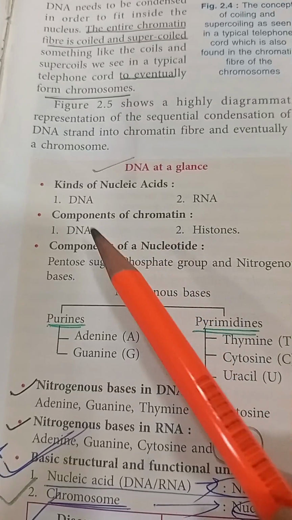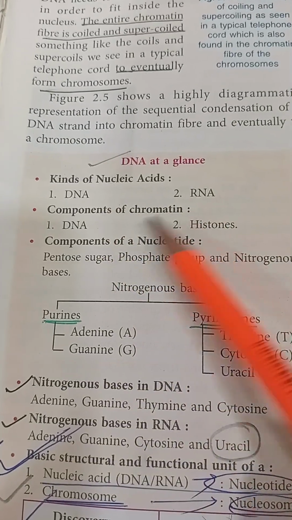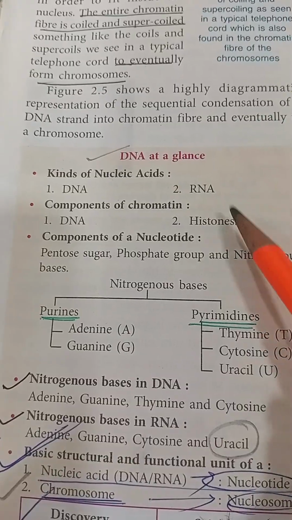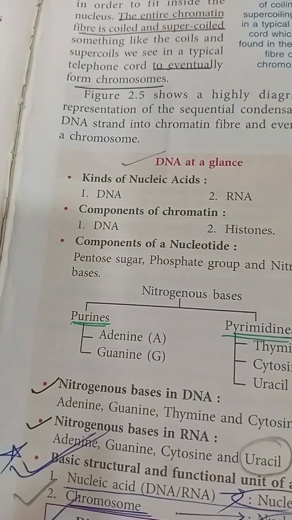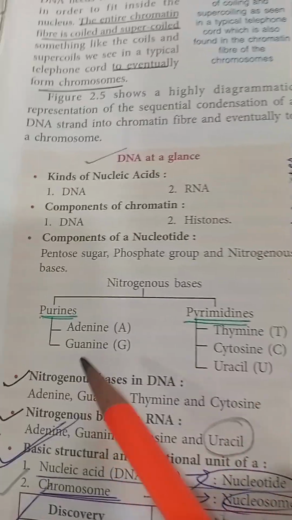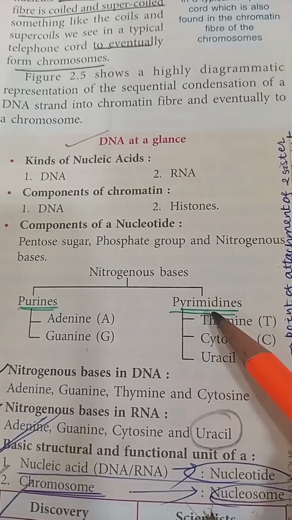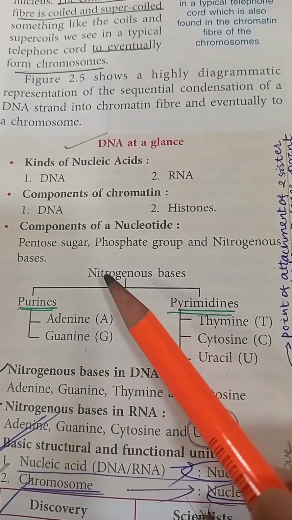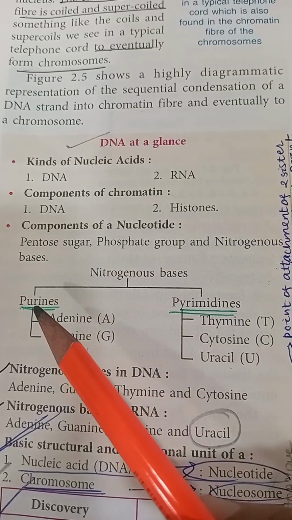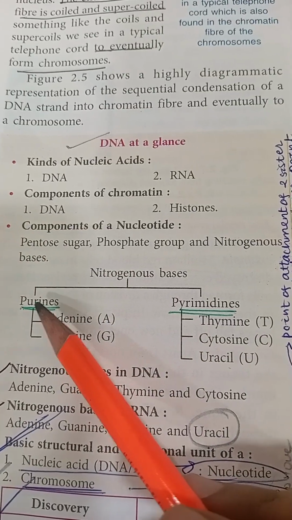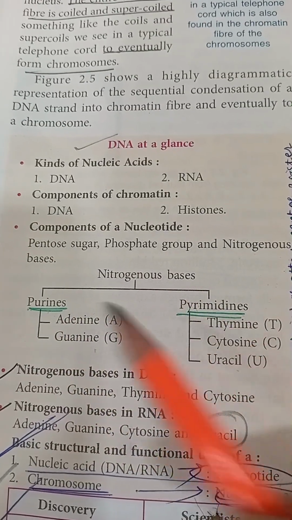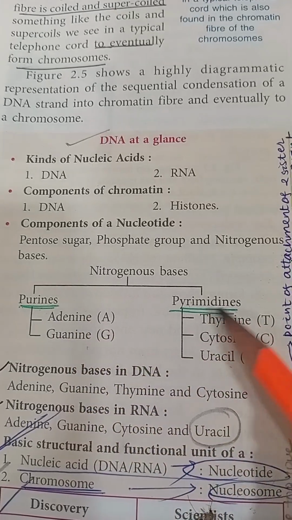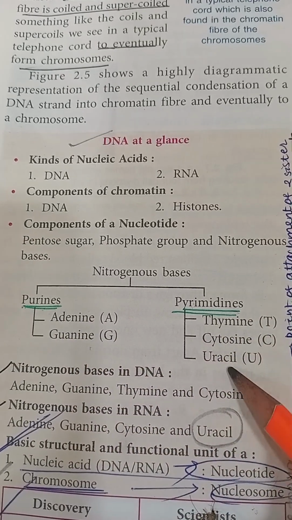Now the basic points are: there are two types of nucleic acid, DNA and RNA. The components of chromatin are DNA and histone. The component of a nucleotide is a nitrogenous base, of 2 types: purines, adenine and guanine, and pyrimidines, thymine, cytosine, uracil. Here say the nitrogenous bases are basically of 2 types, double ring purine and single ring pyrimidine. Purine examples are adenine and guanine, pyrimidine examples are thymine, cytosine, uracil.